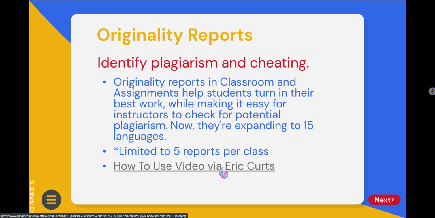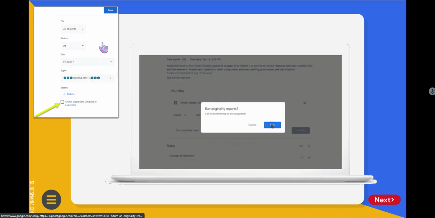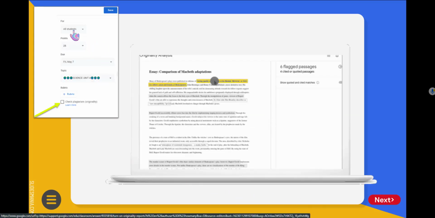Because we are a fundamental domain, we only get 5 reports per Google Classroom. So make sure that you use your 5 reports throughout the year for those things that you consider to be most important. So again, to take a look at how that works, you can turn it on right here when you create your assignment.